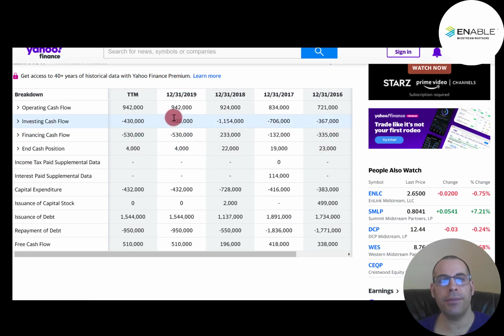This is a statement of cash flows, and to calculate free cash flow, it's cash flow from operations. In 2018, it was $924 million minus capital expenditures. And they invested $728 million into their business that year. That's why their free cash flow was so much lower in 2018. You can see in other years, they didn't invest that much into their business. It's between $380 million and $430 million.